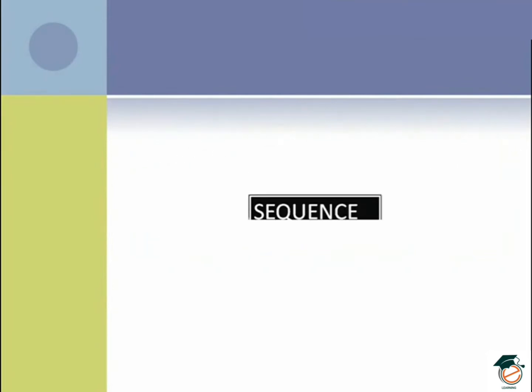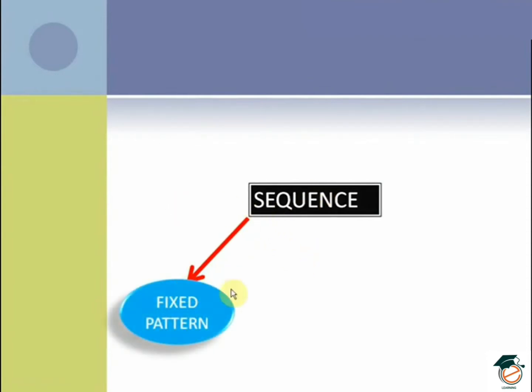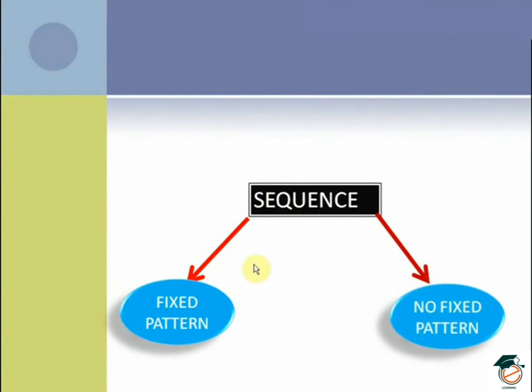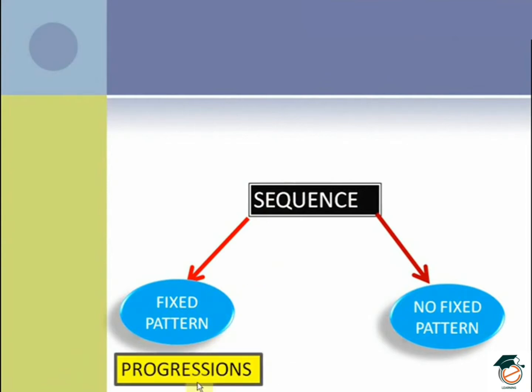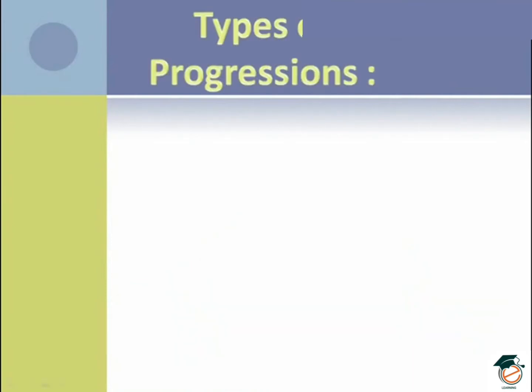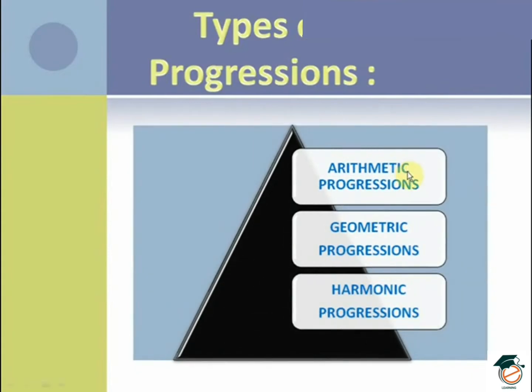So we can say that if we have a sequence, then there are two choices. Either this sequence could follow a fixed pattern or the sequence could not have a fixed pattern. If the sequence follows a fixed pattern, then such a sequence is known as progressions. So progressions are sequences in which the terms or the elements follow a fixed pattern or a fixed rule. Now, what are the different types of progressions? We have just seen what is a progression, but there are different types of progressions, and these progressions are the arithmetic progressions, geometric progressions and the harmonic progressions.